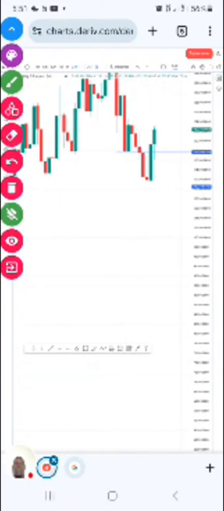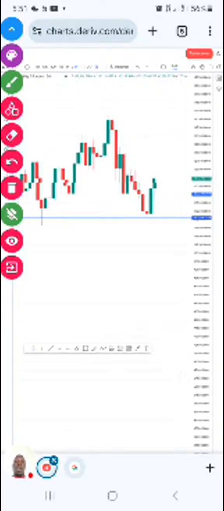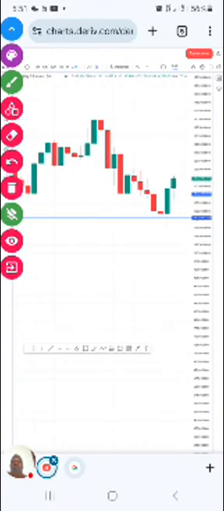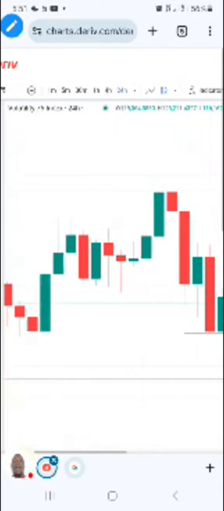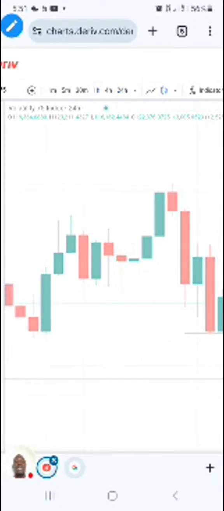So let us go to the charts. Now we have here our high time frame. This is daily. We don't need to use the daily with this scalping strategy. We have to start with H1 as our high time frame. So let us go to H1 and see what H1 is presenting for us.